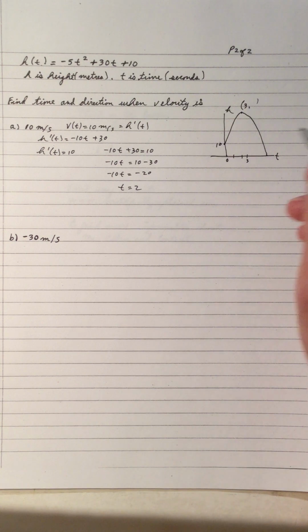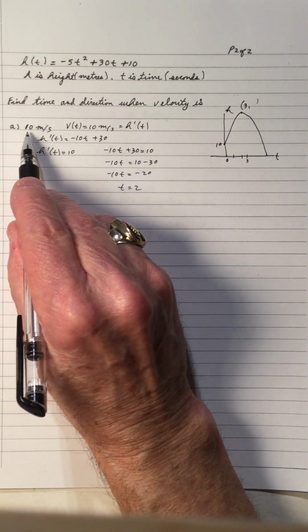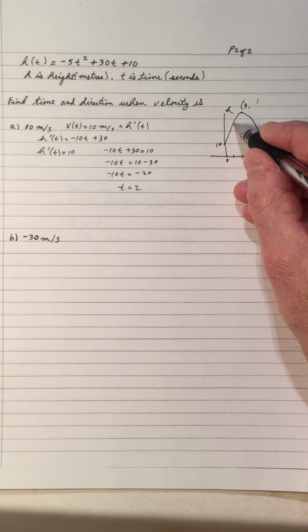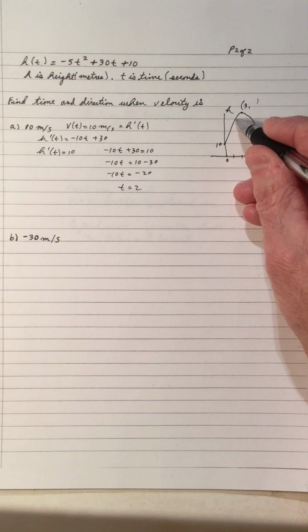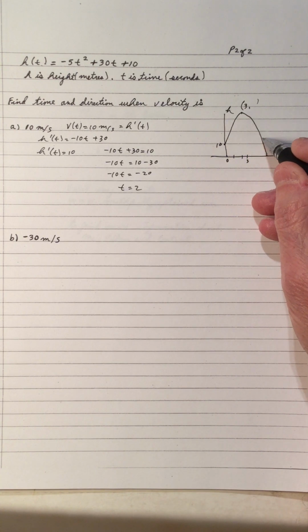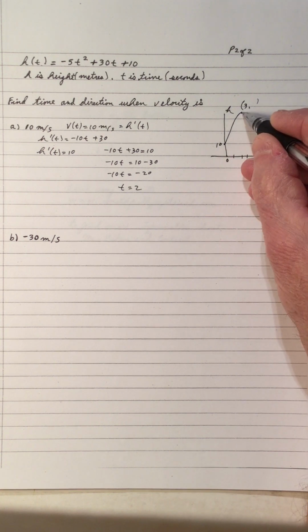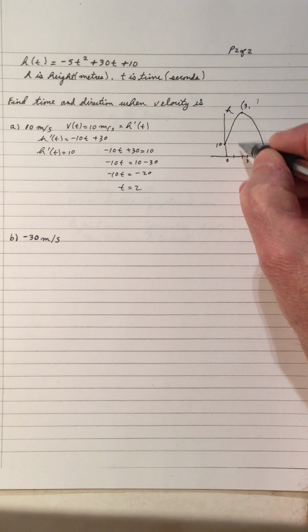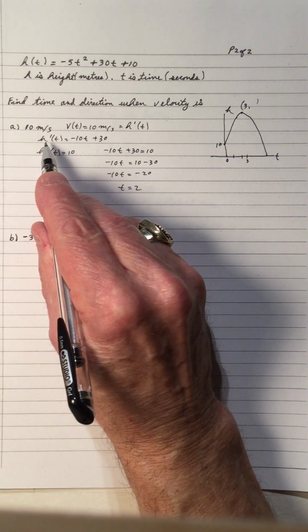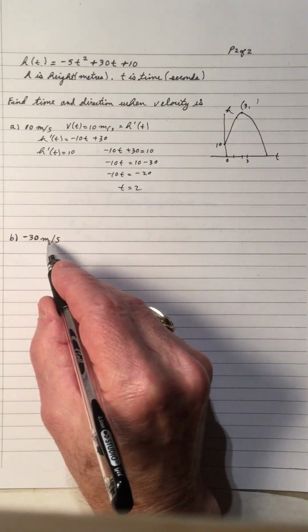But the velocity is 10 meters per second. Because it's positive, that means it's on the way up. The velocity is positive when it's on the way up, and the velocity is negative when it's on the way down. So at 3 seconds it reaches maximum height. At 2 seconds the object is right here, so the velocity is 10 meters per second. So when is it negative?